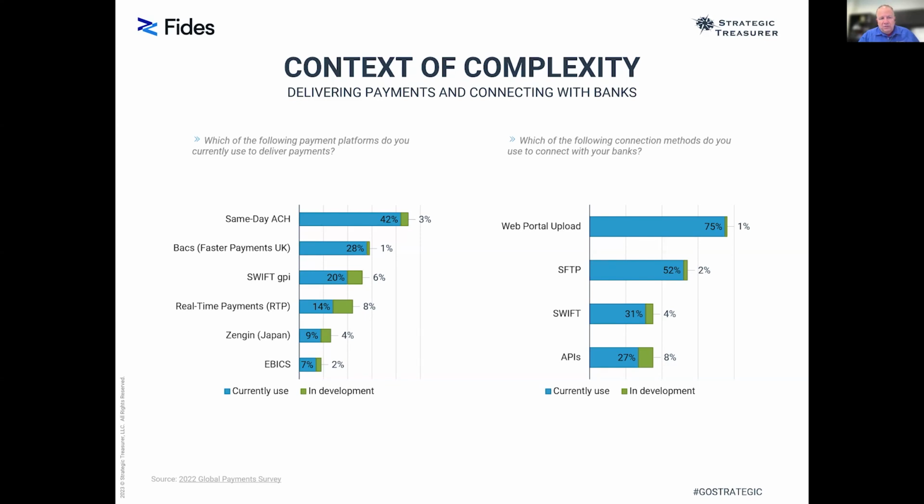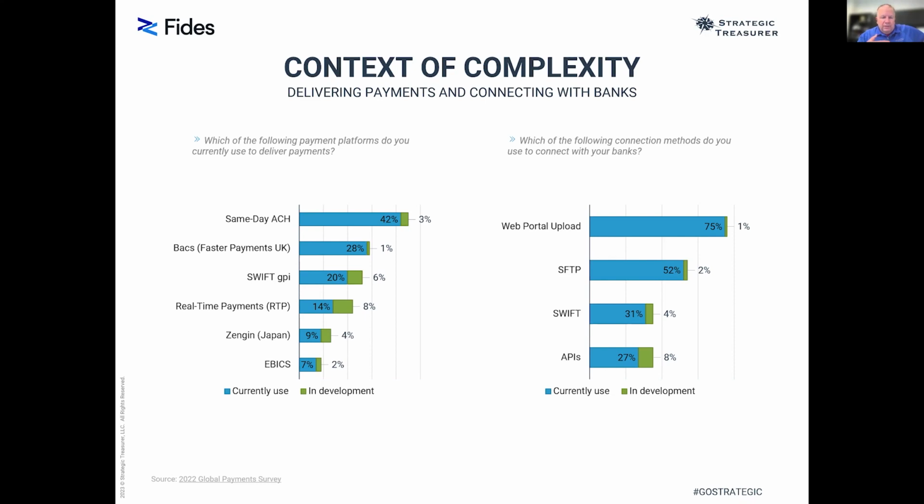On the left-hand side, you can see some statistics about what payment platforms you use to deliver payments. You can see fairly new payment types like same-day ACH from a recent survey: 42% already use it, and another 3% are moving forward with it. So instead of an overnight process, it's a daily process. A little less for BACS, faster payments in the UK, largely influenced by the audience participation, more heavily North American focused than UK focused. But you can see Swift GPI at 20%, and real-time payments, a fairly new payment platform, at 14%, with another 8% expected to use it.